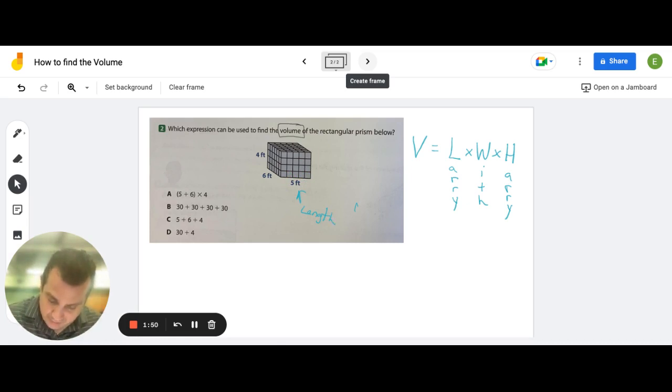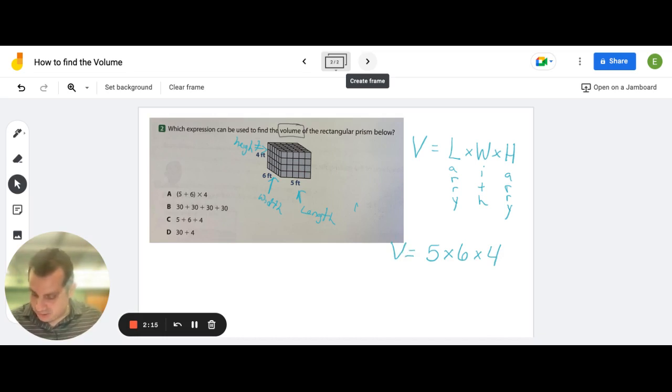The width is on the side, all right? And the height is how tall your figure is. So there's my height. Okay. So if I was to find the volume, I know here I'm going to do 5 times 6 times 4. And that should be it.